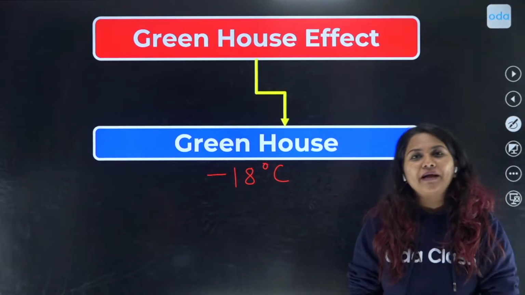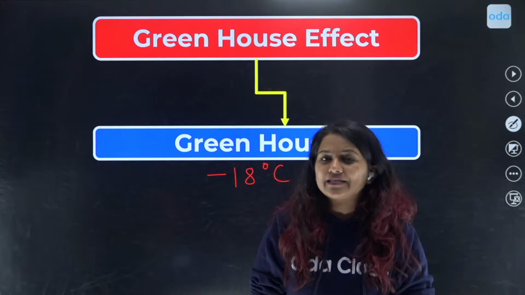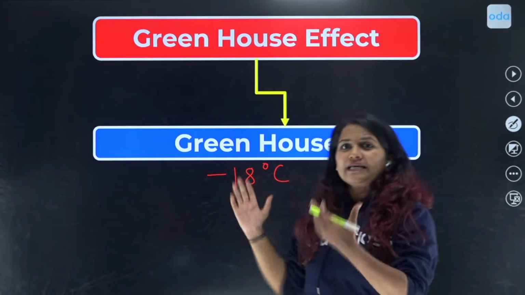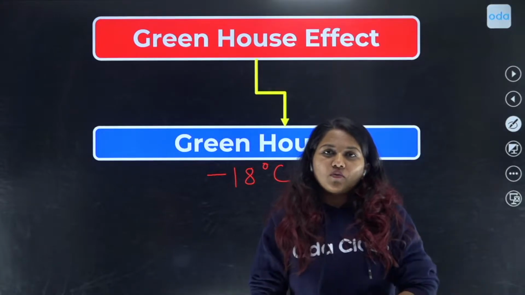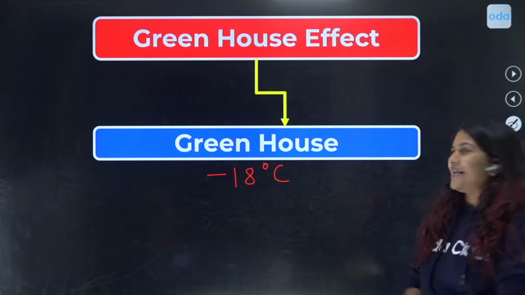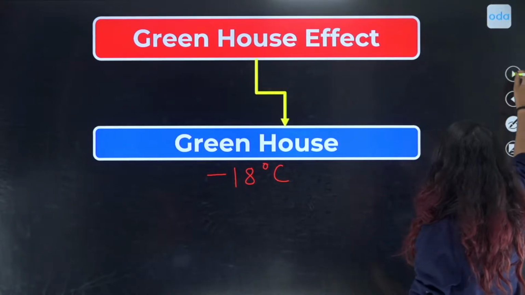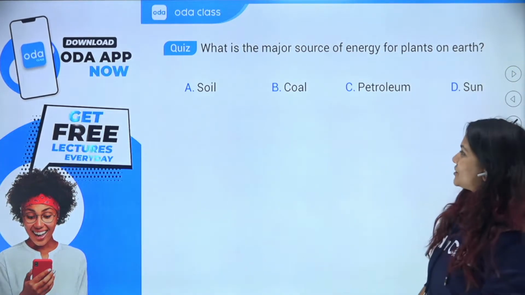So what went wrong, ma'am? You said without the greenhouse effect, we might not be in existence, and with the increasing greenhouse effect, there is global warming. So, what went wrong here? Let's reveal this in the class and let's try to learn and start with a question.